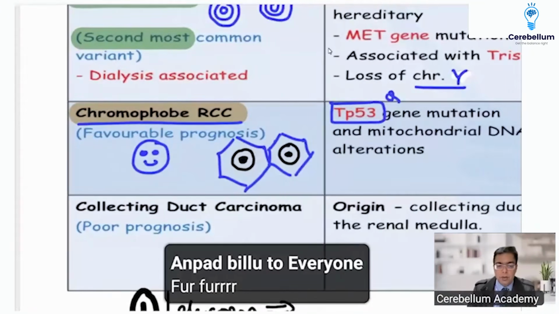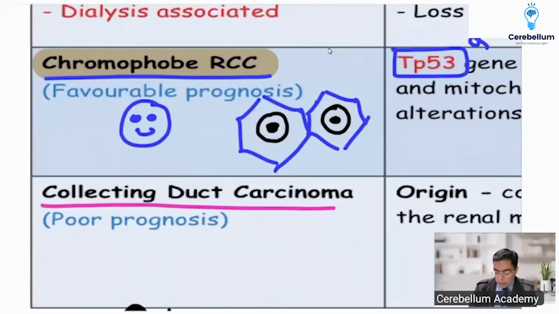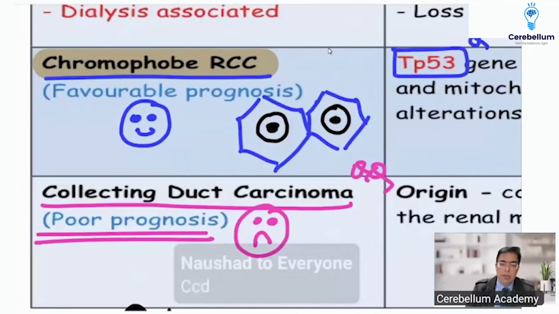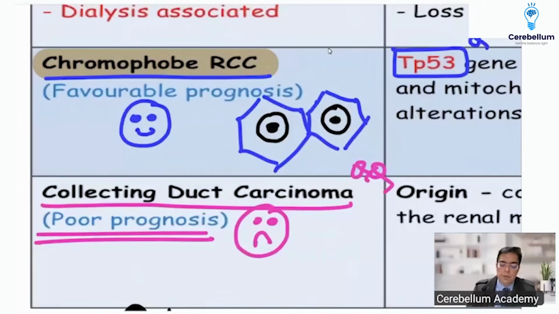This is the one that is going to have the best prognosis. That is what we talked about over here. If I'm going to talk about the kidney cancer which is going to have the poorest prognosis, we need to remember the collecting duct cancer. Collecting duct cancer is the most aggressive type of kidney cancer. This is what is going to be associated with the poorest prognosis.